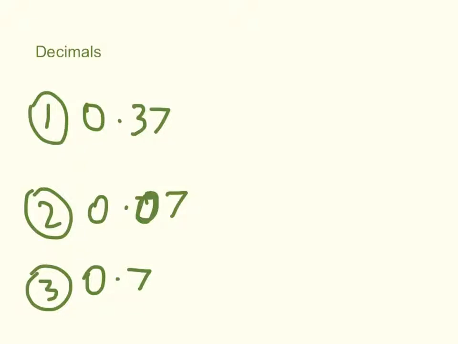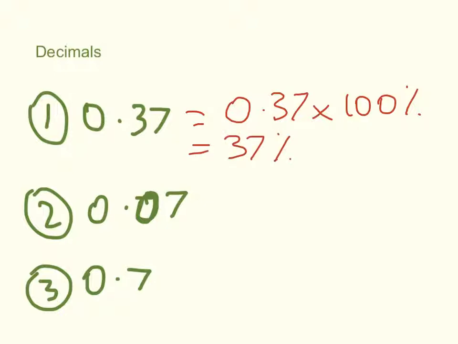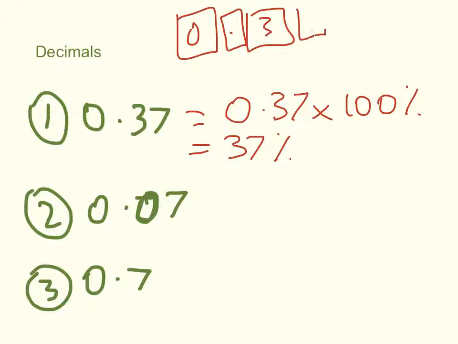Right, here we are. So decimals are very easy to turn into percentages. For example, 0.37 is the same as 0.37 times 100%. So just take your calculator if you need to, and you'll get 37%. So what you actually are typing in on your calculator is 0.37 times 100.